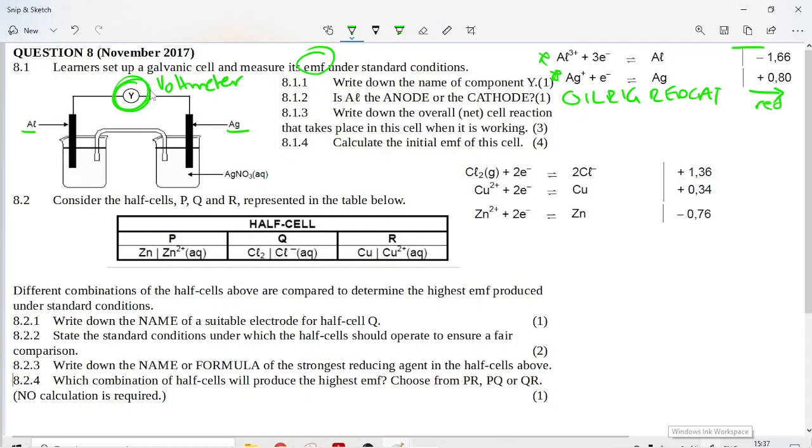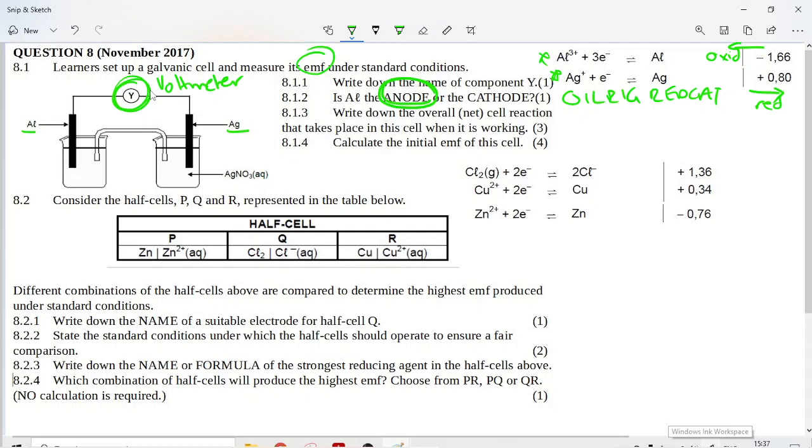The aluminium reaction is negative, which means the reverse reaction of oxidation is more likely to occur. And they want to know, is aluminium the anode or the cathode? Well, at the aluminium, the reverse reaction is taking place, which is the oxidation reaction. So reduction occurs at the cathode, oxidation occurs at the anode. So the aluminium is the anode.